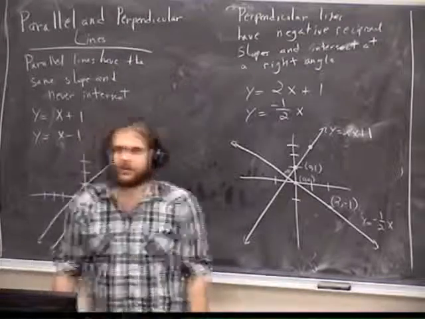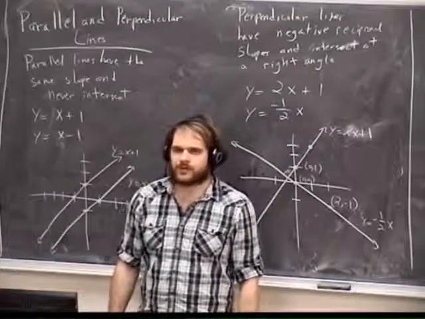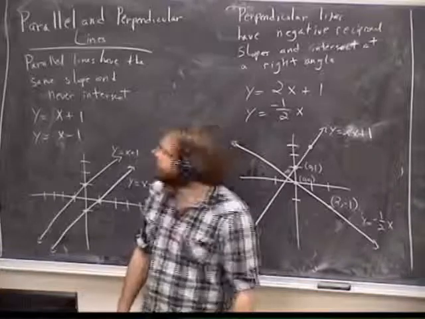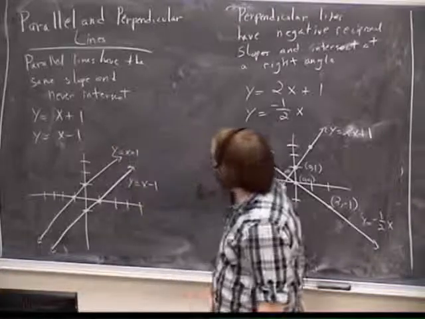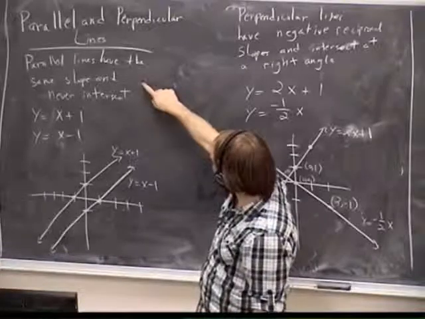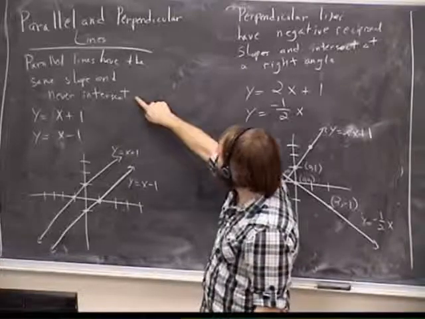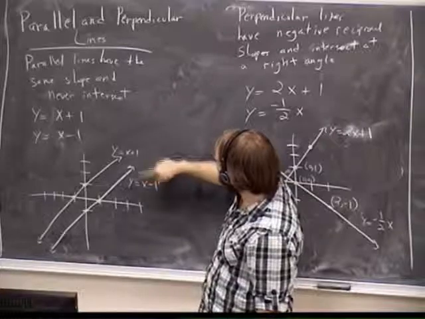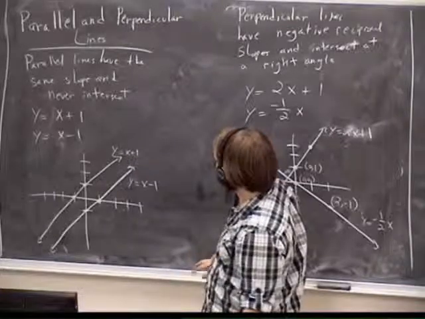Okay, now we're going to talk about parallel and perpendicular lines. So, parallel lines are lines that have the same slope, and they will never intersect. They will run alongside each other and never touch.